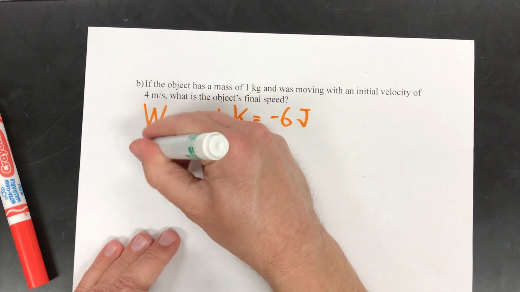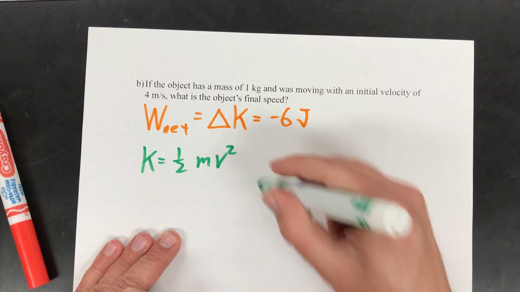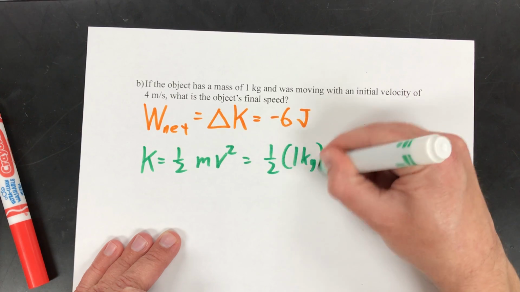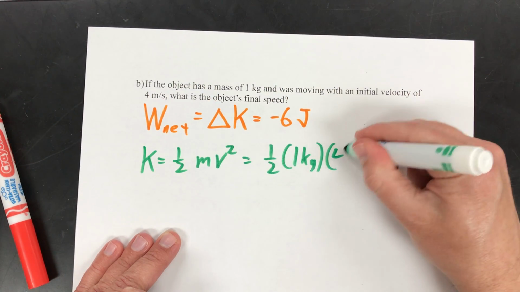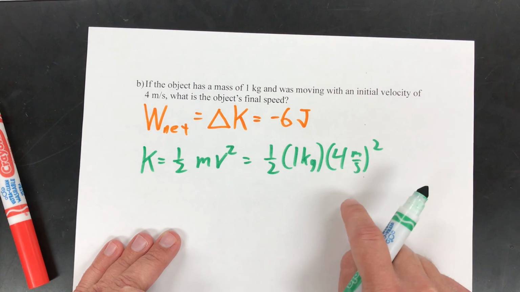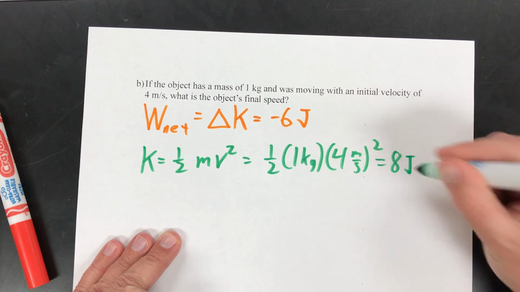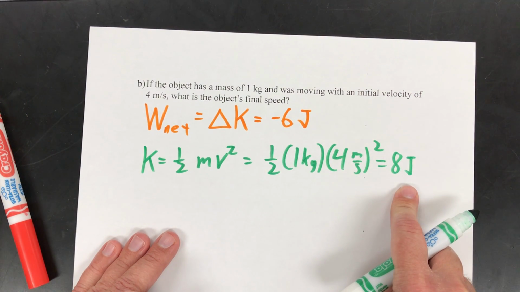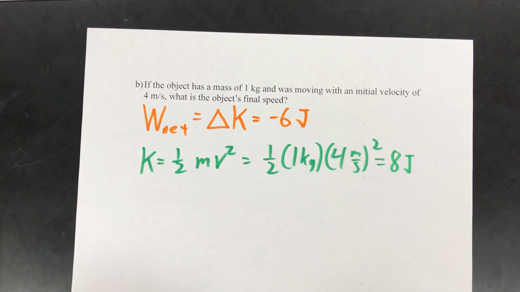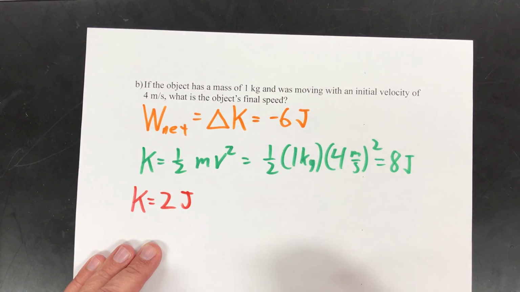Let's figure out how much kinetic energy we had to begin with. That will be 1/2 times mass times velocity squared. So plugging in, our mass is 1 kilogram. Our velocity was initially 4 meters per second. Don't forget to square it. So 4 squared is 16, times 1, times 1/2 is 8 joules. So we originally had 8 joules of energy. From the work, we will lose 6 joules of that. So that means our final kinetic energy is equal to 2 joules.